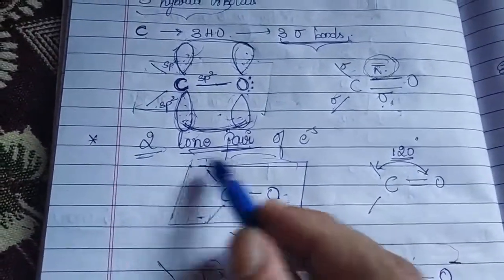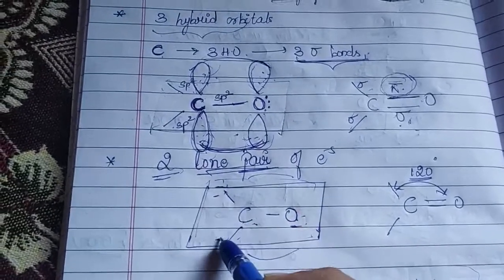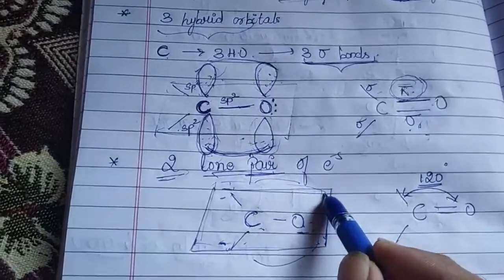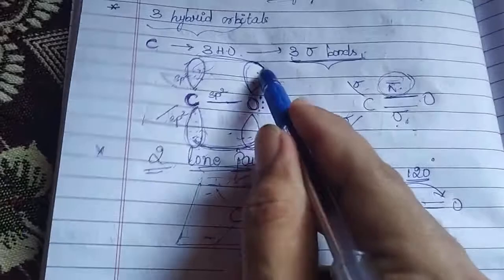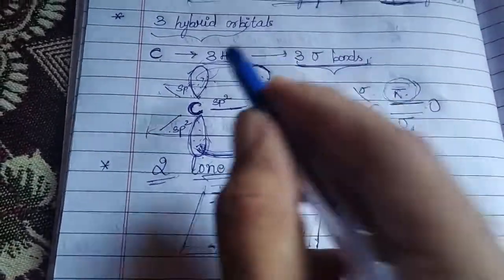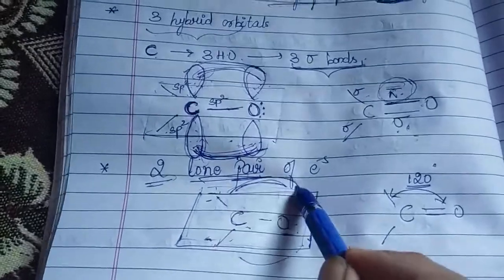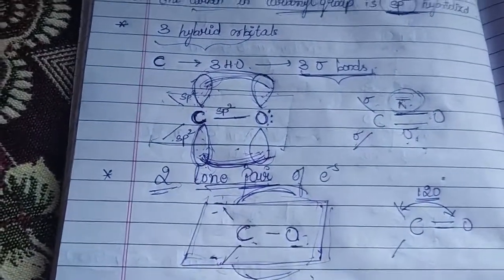Coming to its planarity, we came to know that the 3 atoms attached to your carbonyl carbon lie in a single plane, whereas the electron clouds of our pi bond exist above and below this plane.